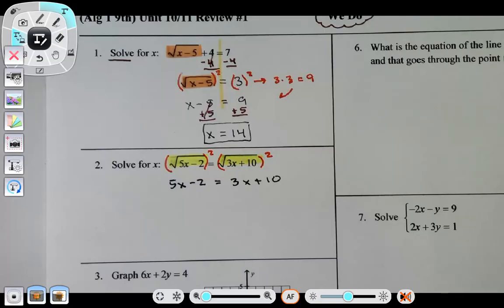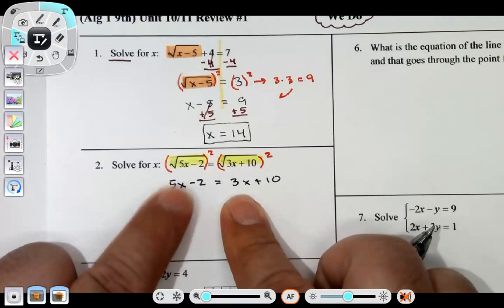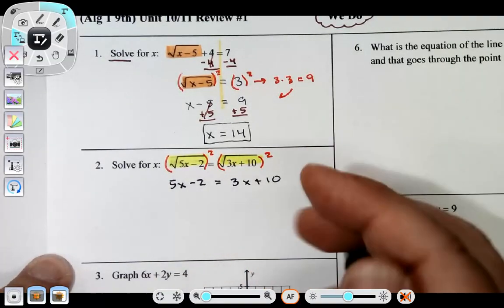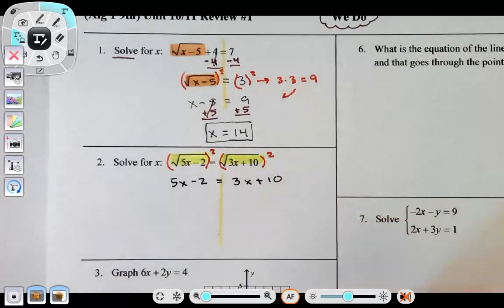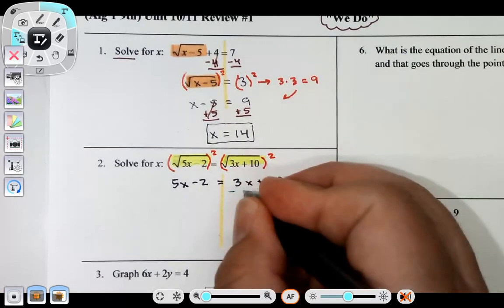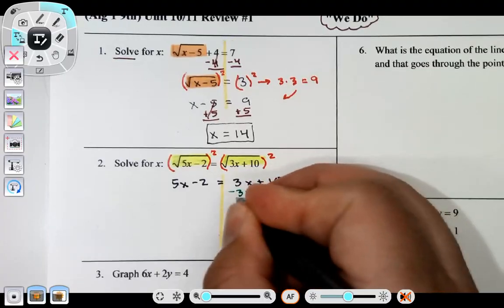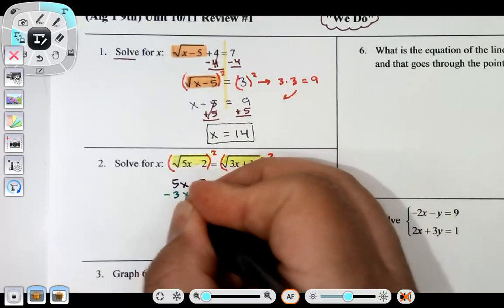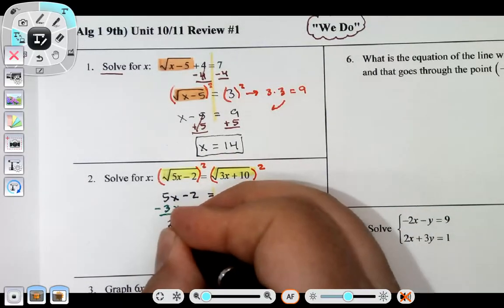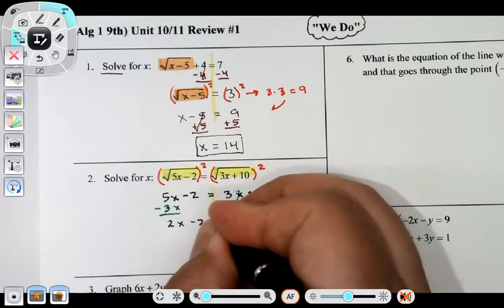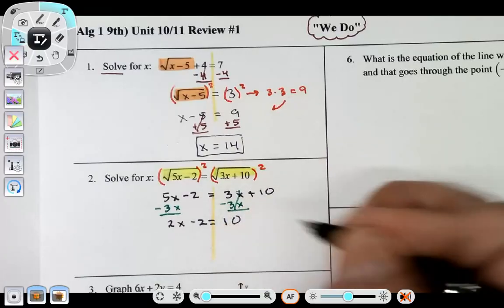We're trying to get x by itself, but we never want 2 x's involved. But I do need to move it over to the other side. So as always, only adding and subtracting will move an entire term. So minus 3x, minus 3x on both sides. We end up with 2x minus 2 is equal to 10.